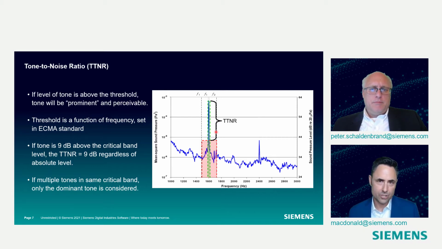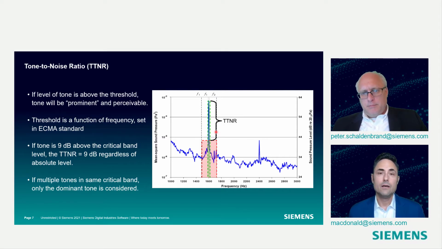But as we'll see, this threshold is actually a function of frequency as dictated in the ECMA standard. And so when we say the tone to noise ratio is, for example, 9 dB, that is how much above that level in the critical band that tone is. And so the tone to noise ratio is going to be 9 even if the overall level of that band is 100 dB or 50 dB. It's how big above that background band noise it is, that's the only thing we're really saying. Okay, so the tone to noise ratio is just the difference regardless of overall level.